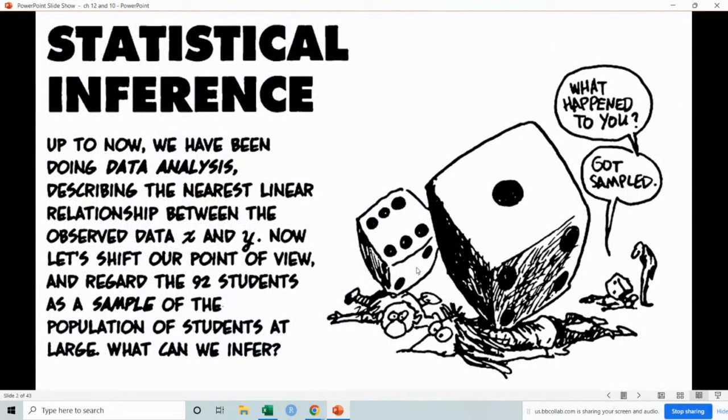This is going to be part of inferential statistics, so statistical inference. Up to now we have been doing data analysis describing the nearest linear relationship between the observed data x and y in simple linear regression, so just one x and one y. Now we're going to shift our point of view and regard the 92 students as a sample of the population of students at large and try to determine what we might be able to infer from that.